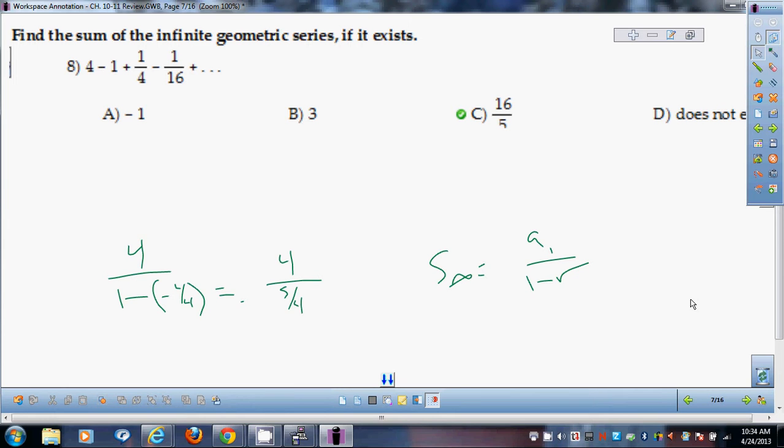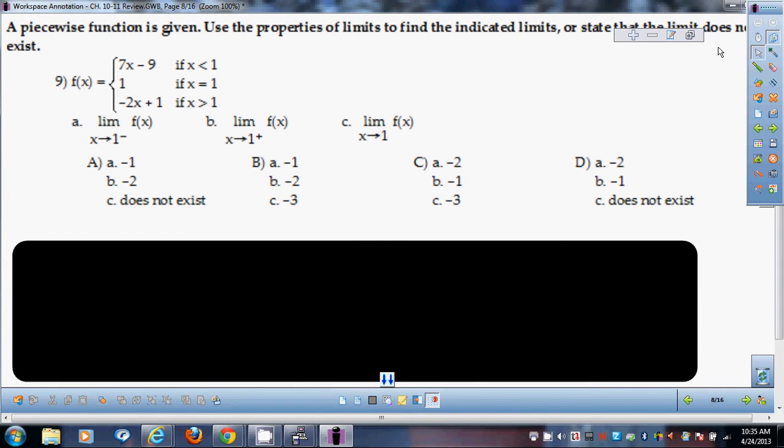All right, try this one. Find left hand, right hand, and overall limit. I think this could be one I call on 3 different people. Who can answer just part A for me? Yeah, you can go into the second problem.